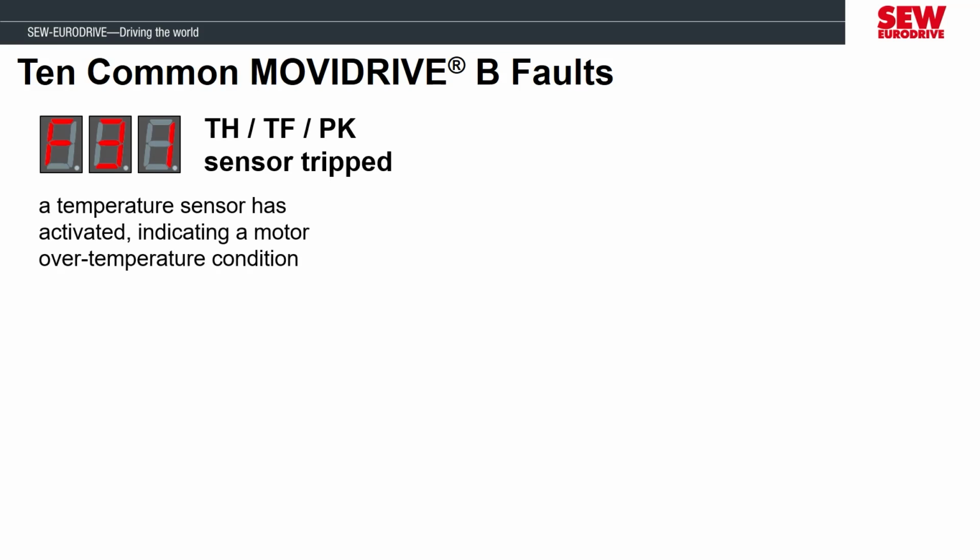The next fault is an F31. This fault relates to a thermal sensor inside of the motor winding. If you're getting this fault, it usually means that the motor is overheated and needs to cool before further operation is allowed. This is to reduce potential failure of the motor insulation and windings.